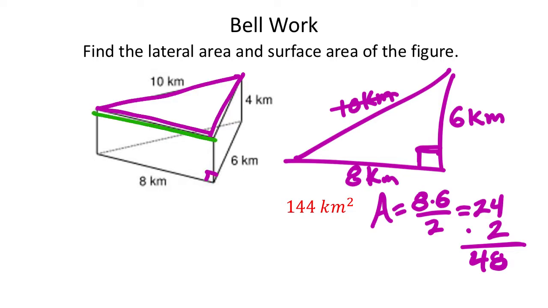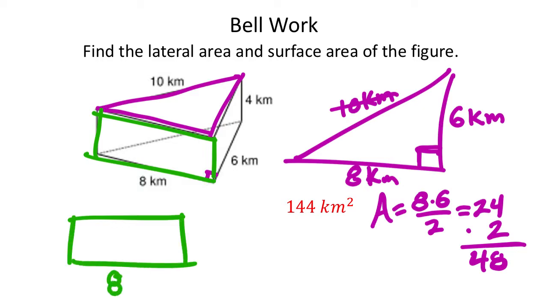So I'm going to start with this front one right here on the front left. And so if I were to redraw that, I'd have 8 kilometers here. And we're just looking at the height there, which shows at 4 kilometers right there. So the area of this one is 8 by 4 rectangle, which is 32 square kilometers.